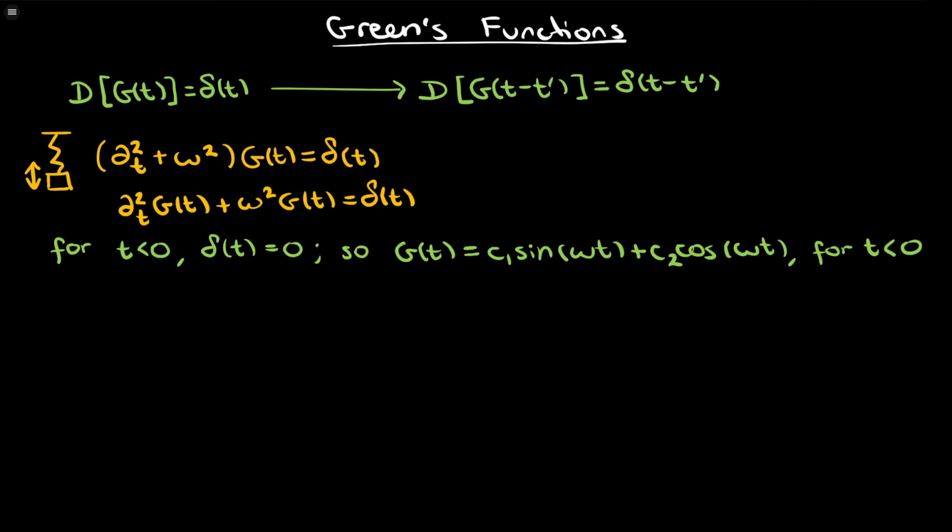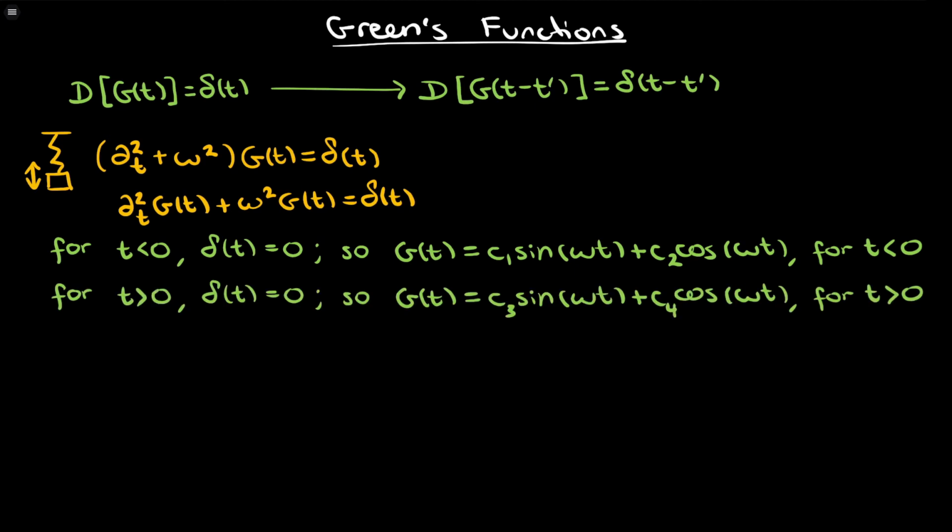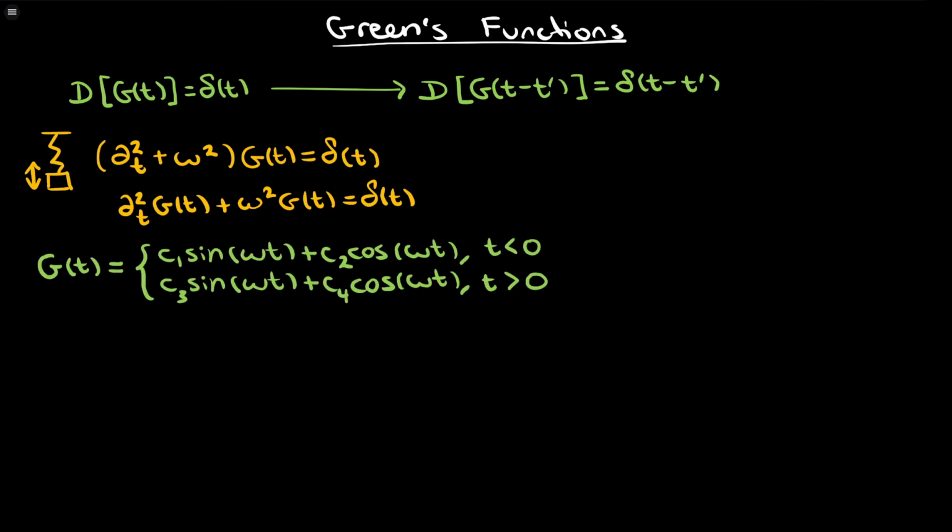Then we see that, for t less than 0, delta of t is 0, and so the Green's function in that region would simply be the homogeneous solution, which we can write as c1 times sine omega t plus c2 times cosine omega t, where c1 and c2 are some constants. And similarly, for t greater than 0, delta of t would still be 0, and so the Green's function would also be some homogeneous solution. In this case, we'll use different coefficients, and it will equal c3 sine omega t plus c4 cosine omega t. So the Green's function g of t for the operator d2t plus omega squared will equal the following.